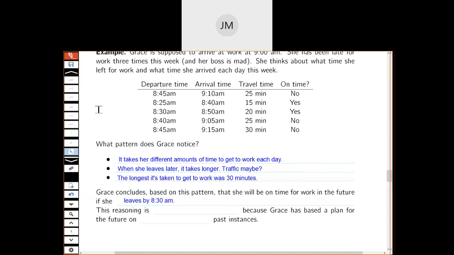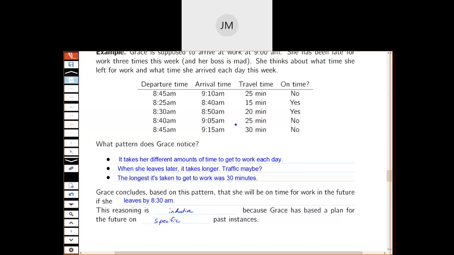All right. This reasoning is inductive because Grace has based a plan for the future on specific past instances, or you could just say observations. When we look at what's happened in the past and use that to make a plan for the future, that's like drawing a general rule. It's the same idea as when we were finding patterns in numbers.